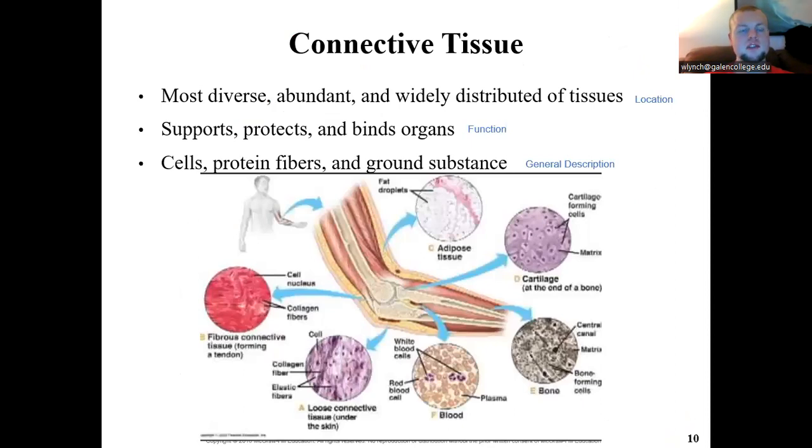Our next is connective tissue. Connective tissue is sort of the stuff that goes in between everything else. So it's going to fill the space where nothing else can fill. It's going to support, protect, and bind all different substances.